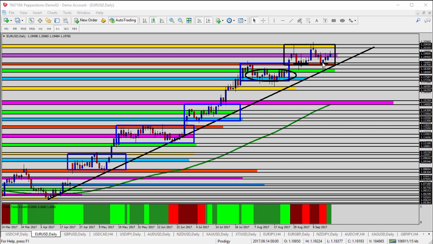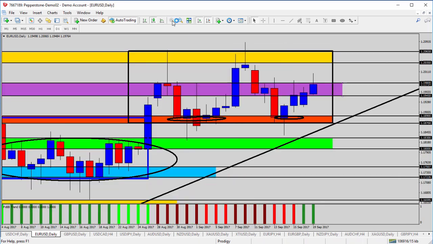Support at the bottom, orange shaded area, resistance at the top, yellow shaded area, and the purple shaded area right smack in the middle becomes somewhat of a hinge point. Above it could go higher, below it could go back down again. Let's zoom in a little bit on this now that we've seen the overall trend. I want to focus on two things.